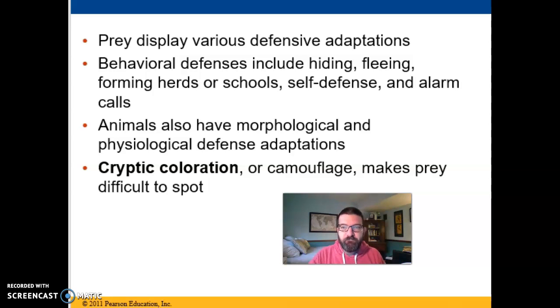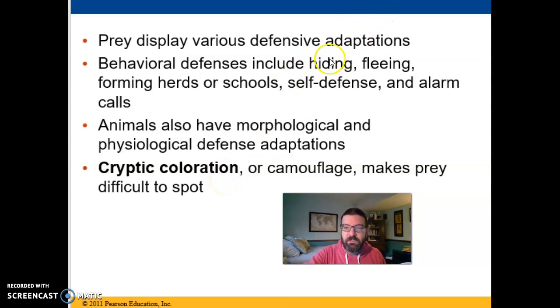Prey organisms that are trying to escape from those predators often have a whole different set of adaptations. They may be hiders, right? They don't walk in the open like a predator does. They tend to hide or flee. They might be fast. They may form herds or schools. They may have spines for self-defense or alarm calls if they are social species. And they may also have physical adaptations like cryptic coloration so they can hide more easily.